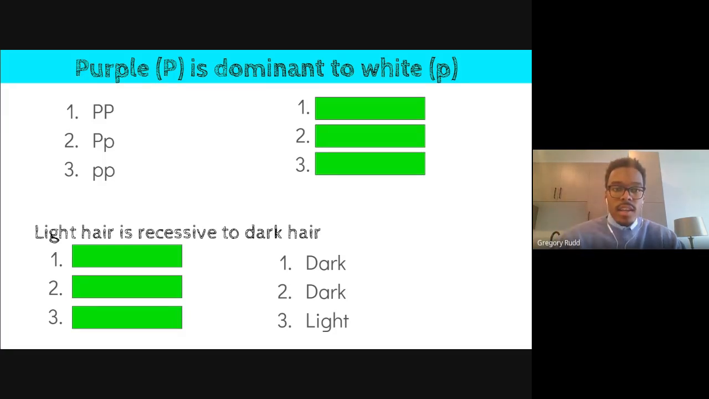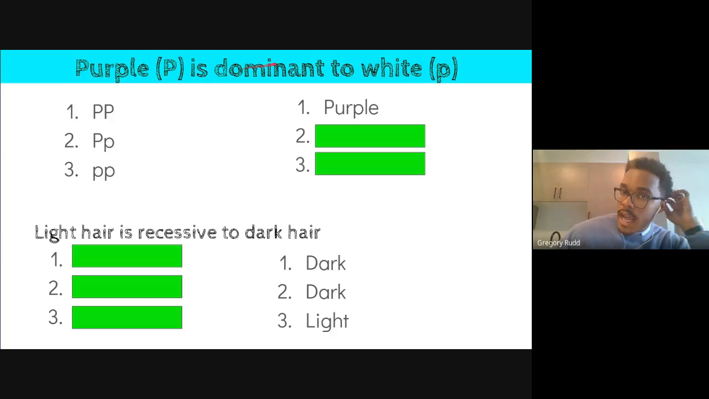That's HD, thank you, Nick. And so in the case of a heterozygous dominant genotype, I'm going to end up with the dominant trait. So purple is dominant to white, so I'm going to end up with a purple trait.